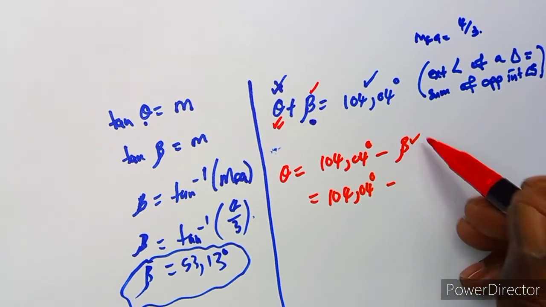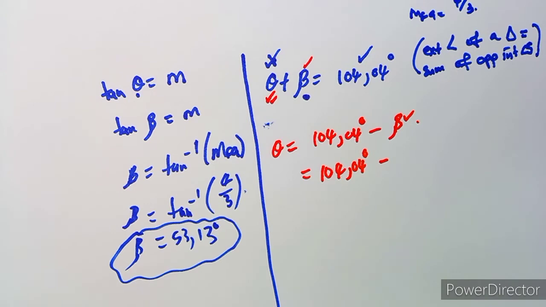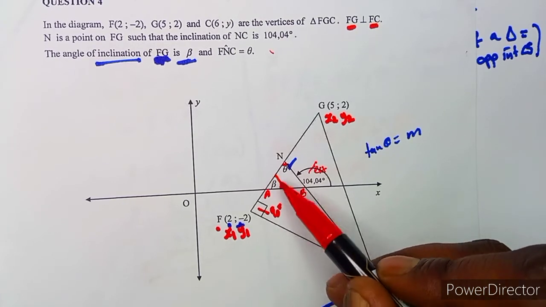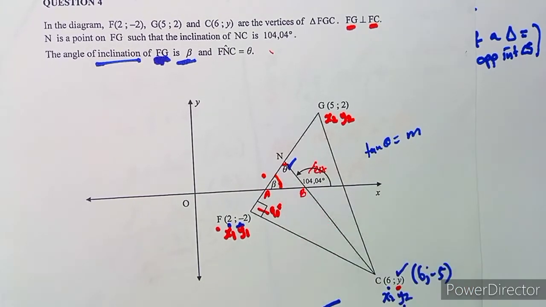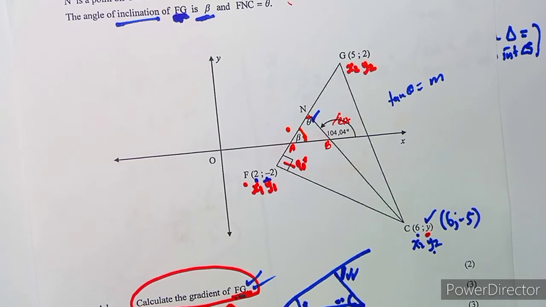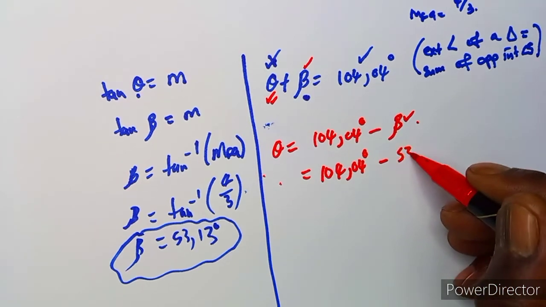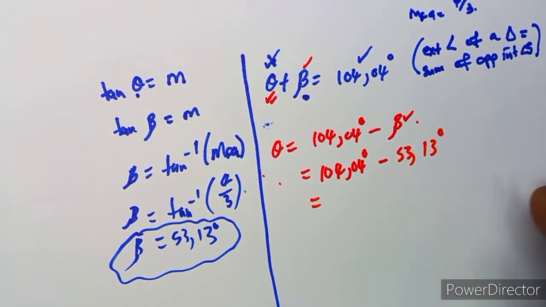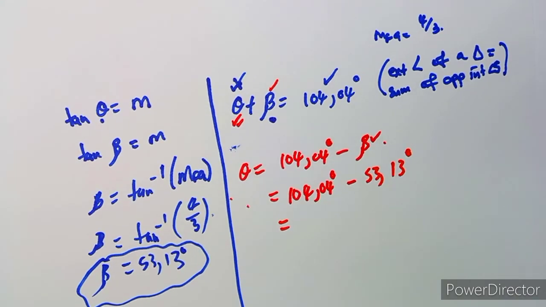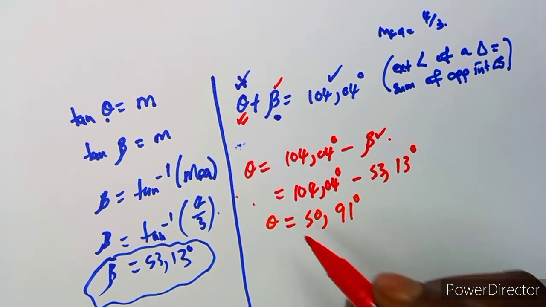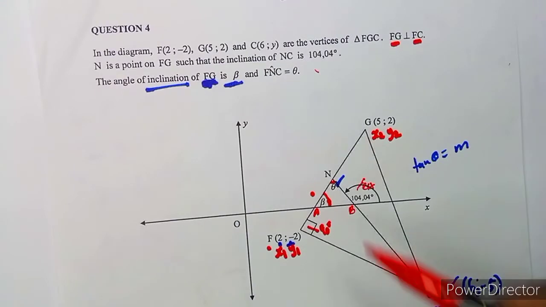104.04 degrees minus, but which is the actual beta? Because here is this angle that we have got. So is it the actual beta, or we're supposed to have this one? It is actually the beta that we talk about in this case. So we are going to take this as 53.1 as it is. Okay, so this is 53.13 degrees. So the moment I subtract these two angles, I have got the angle theta, the one that I am asked to calculate, and this is going to give us 50.91 degrees.